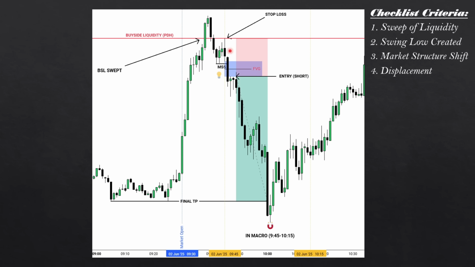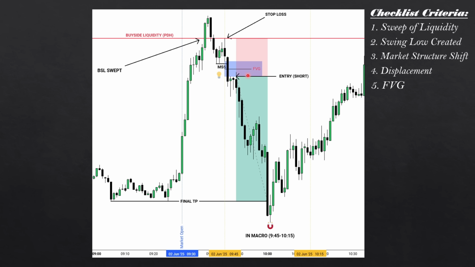Now checkpoint number 3 and 4, the market structure shift and the displacement, indicate to me that price is willing to seek lower prices. After that is our checkpoint number 5, which is a fair value gap, and we get that fair value gap right here. A fair value gap is essentially an inefficiency, and as we could see, the first candle's low and the third candle's high are not overlapping, and this is called an inefficiency right here.